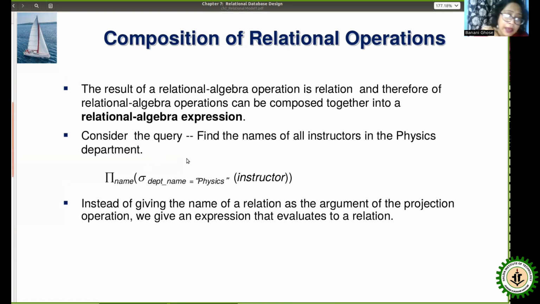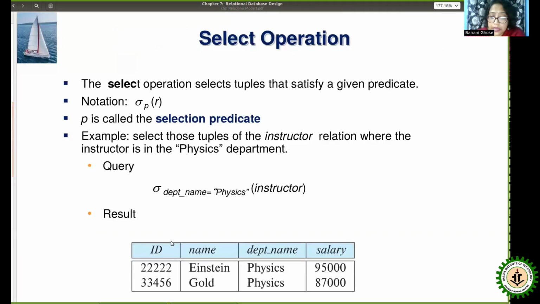Now the composition of relational operators. How you can amalgamate or club together more than one operation. If you are interested in fetching only the name of the instructors who are working in the physics department, because you know this part, select operation, then department name is equal to physics. It will cut the entire row of the instructors who are working in the physics department. Now from that particular result, you have to cut what?